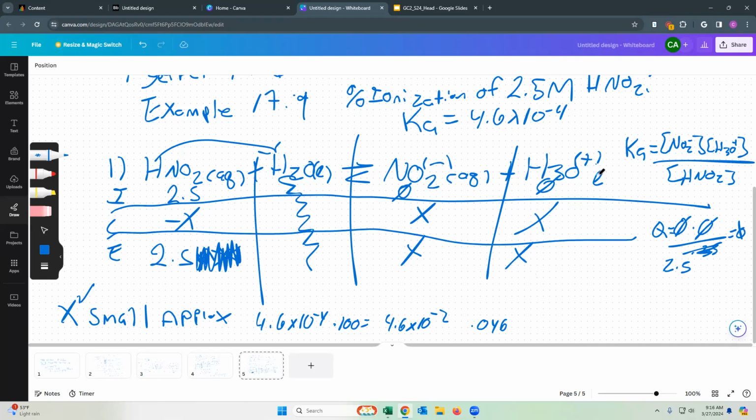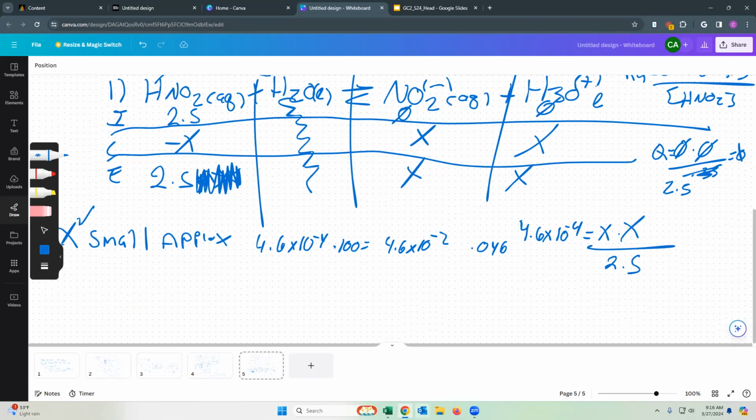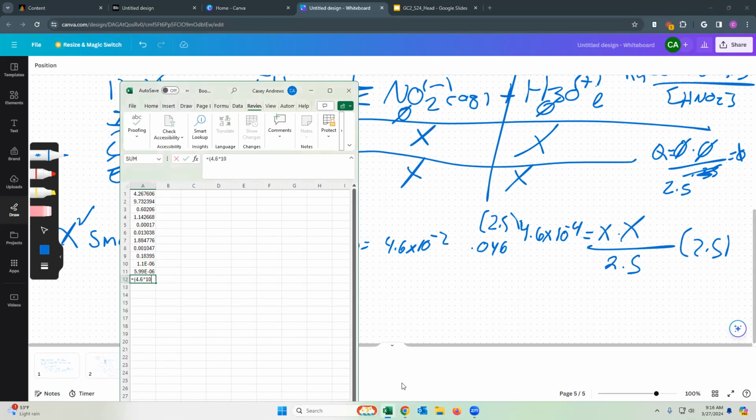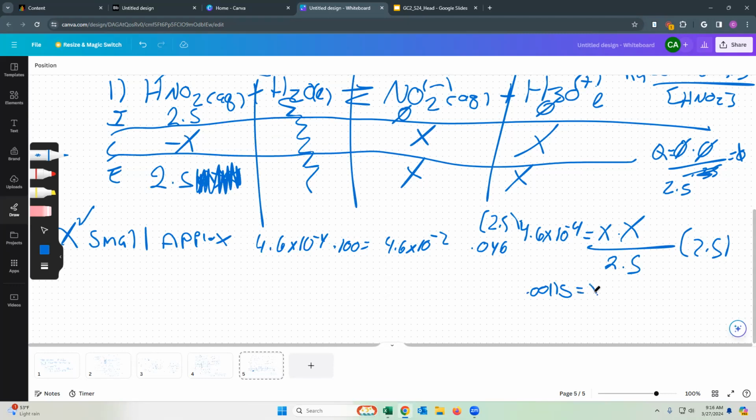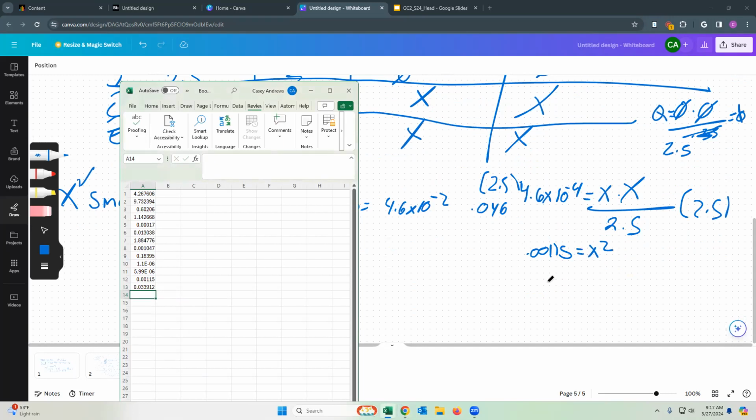And let's solve for Ka. So nothing too different here. Ka is 4.6 times 10 to the minus 4. That is equal to NO2 minus equilibrium concentration, X, multiplied by H3O plus equilibrium concentration, X, divided by 2.5. So I need to solve for X. So multiply each side by 2.5. Let's write that down. That's 0.00115, and that's equal to X squared. So let's take the square root of that number to get X. X is 0.0339.